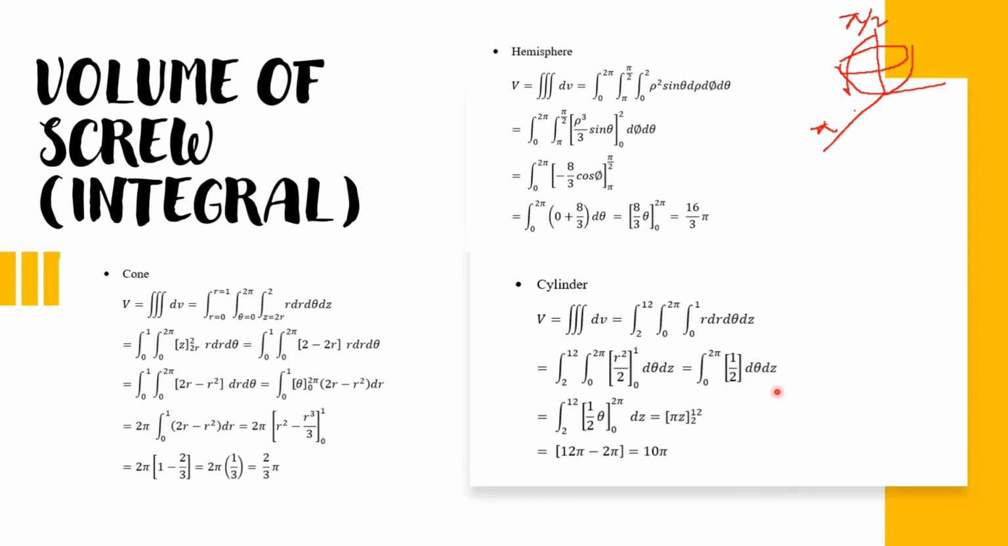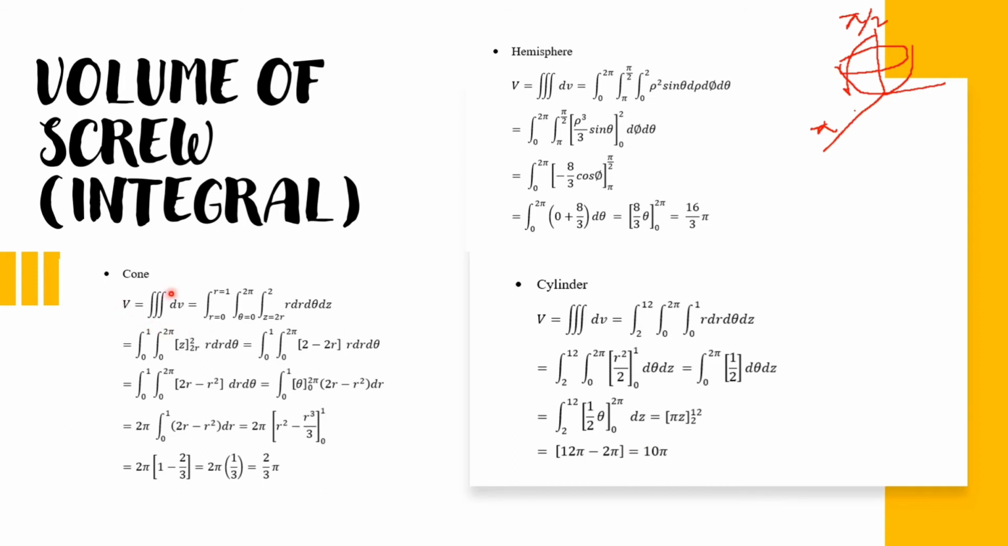And then we integrate in terms of d theta. We got 1 over 2 theta. And then insert 2 pi, and then we got pi dz. And then we integrate in terms of z, we got pi z. And then insert 12 to 2, 12 pi minus 2 pi equals 10 pi.